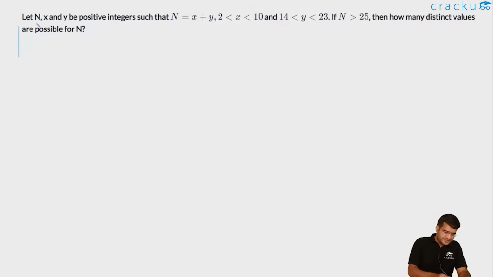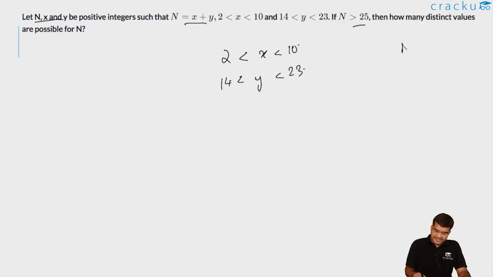In this question we are told that n, x and y are positive integers such that n is equal to x plus y, and 2 is less than x is less than 10 and 14 is less than y is less than 23. We are also told that n is greater than 25 and we are asked to find out the distinct values that are possible for n.